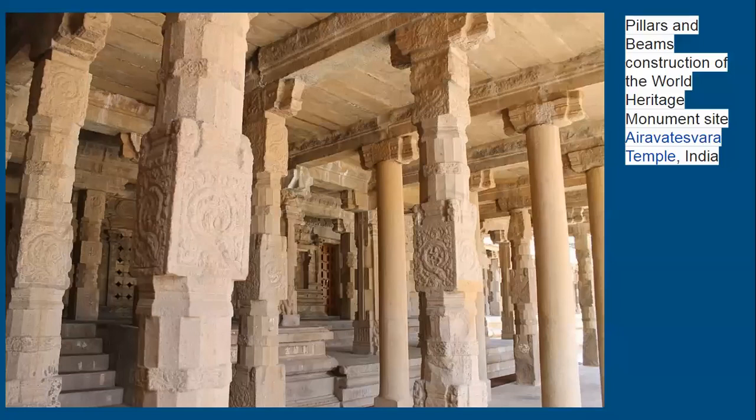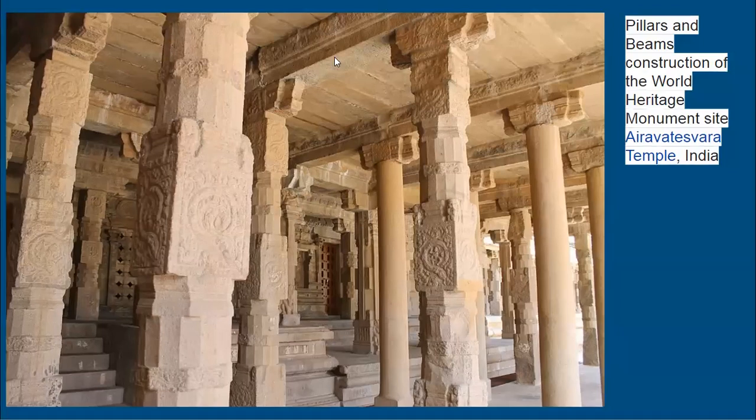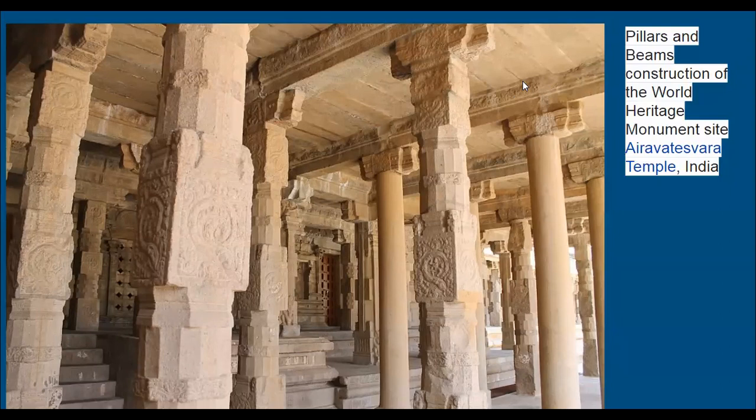These are basically pillars. The vertical sections are called pillars, and the horizontal section that supports the upper slab is called a beam. So the horizontal section which supports the upper slab is called the beam, okay?